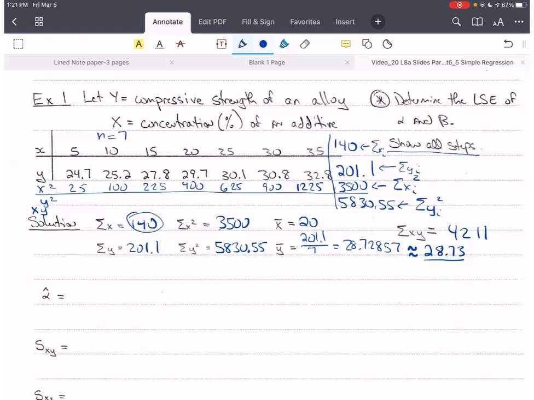So alpha hat is equal to y bar, which is approximately 28.73 to 2 decimal places. We use one more decimal place than we had in our data. Our data has 1 decimal place, so our calculations, this is a scientific rule, should have 1 more decimal place than the data. That's why we're rounding to 2 decimal places.